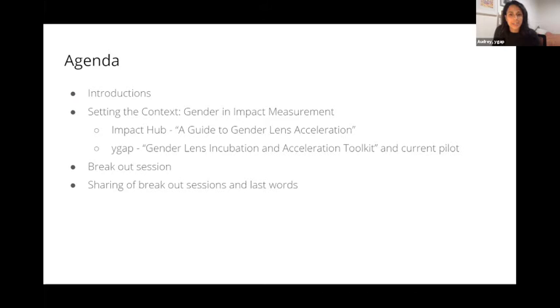After the presentations, depending on timing, we might have a couple of minutes for Q&A, and then we will go and do a breakout exercise where we will get all of you to share what you currently measure when it relates to gender, what you'd ideally, if you had a magic wand, would like to measure when it comes to gender, and how we can potentially get there.